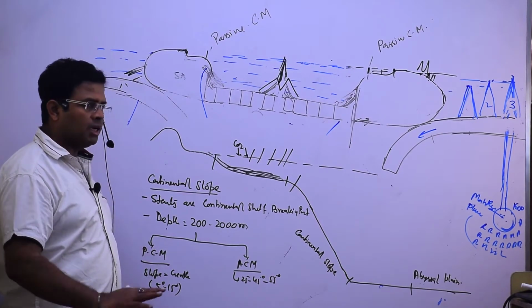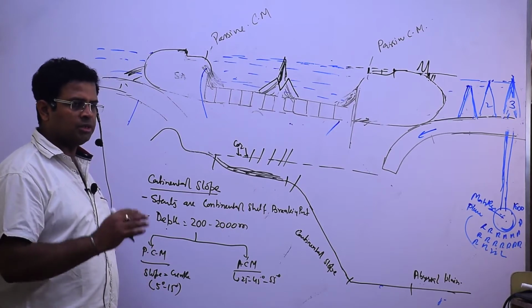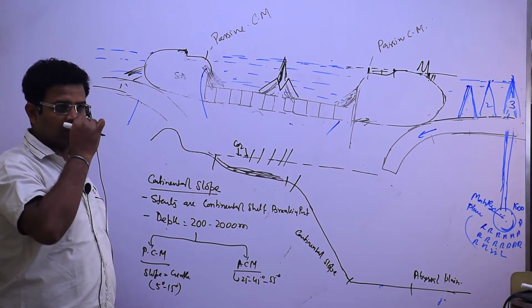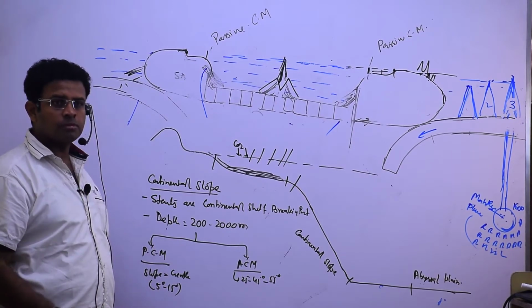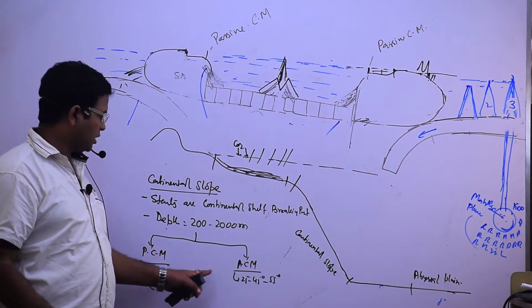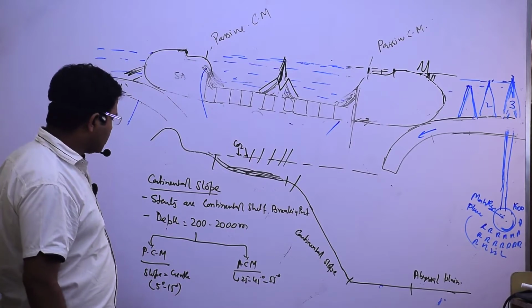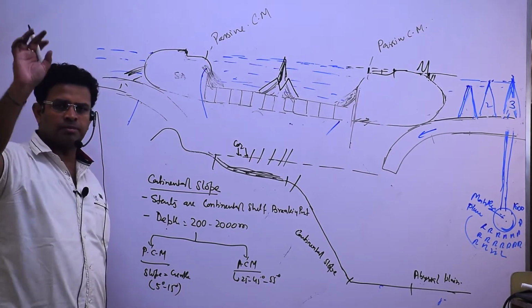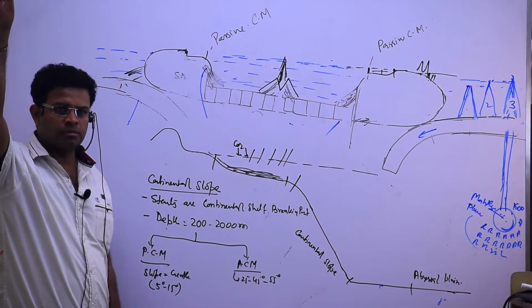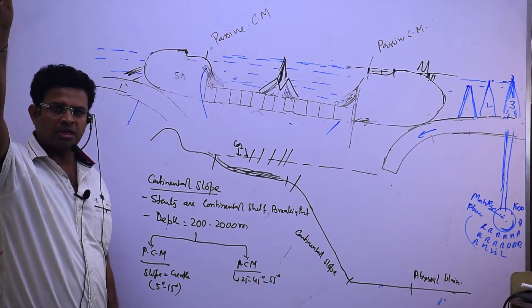So the continental slope is different at which point? Active and passive continental margins, what is the difference? The difference is quite large. So where will there be more deposition of muds? In the passive margin itself.